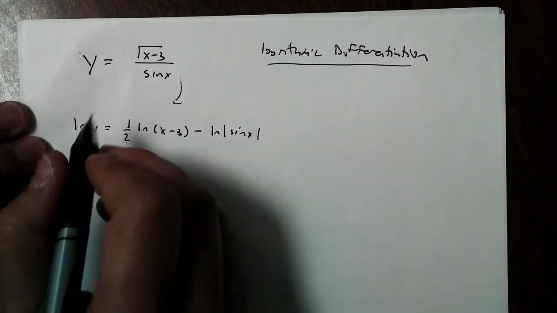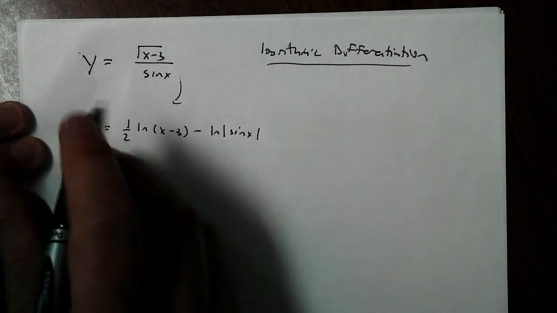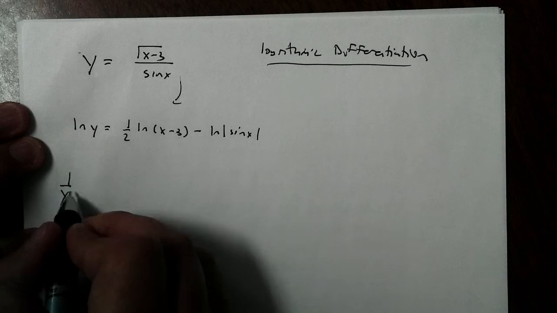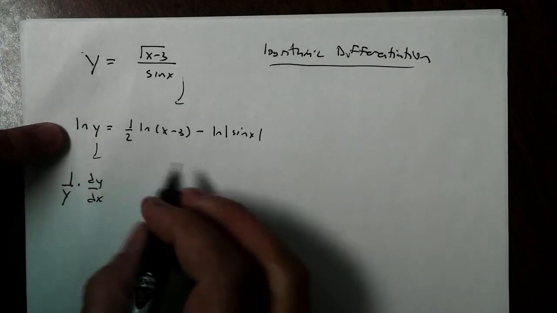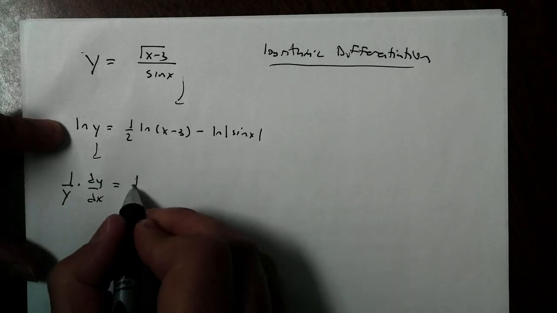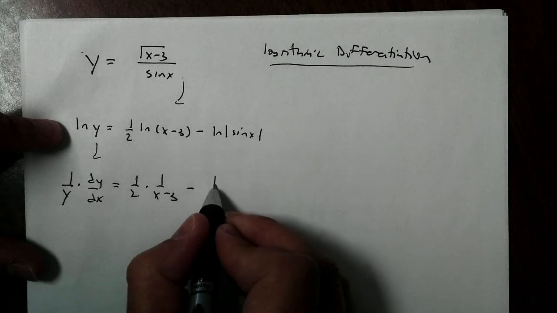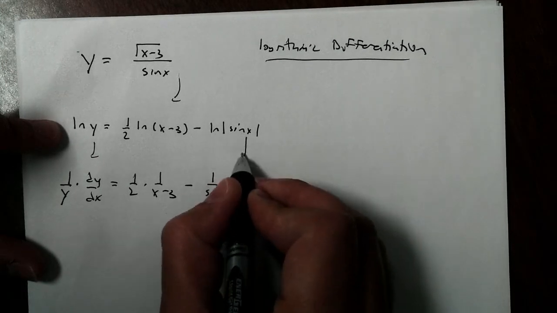When I take the derivative, what's going to be the derivative of natural log of y? Now you got to be careful. There is an implicit differentiation here. We're going to get 1 over y times dy/dx. It's our implicit differentiation. Equal to 1/2 times 1 over x minus 3 minus 1 over sine of x, chain rule, times cosine of x. Don't forget our chain rule.